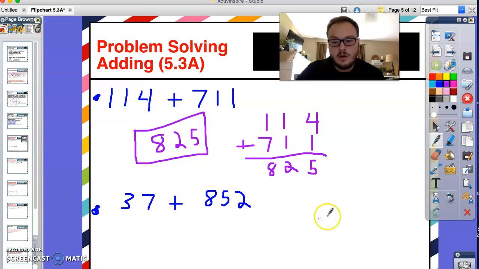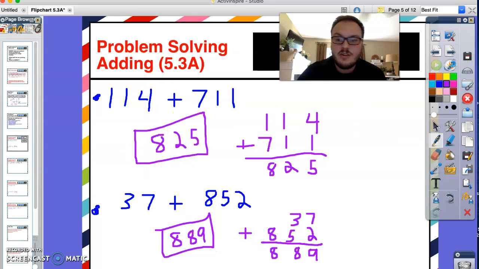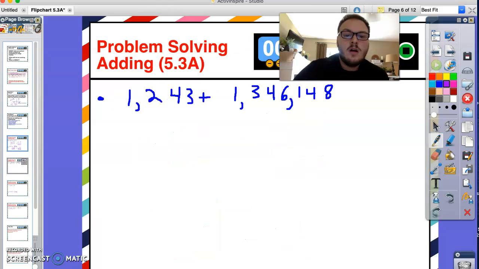Let's move to the next one. We have 37 plus 852. We start on the far right. 7 plus 2 is 9. 3 plus 5 is 8. 8 plus 0 is 8. So we have a sum of 889. And please, if you can, get in the habit of boxing or circling your answers for me. That just makes it easier to find.